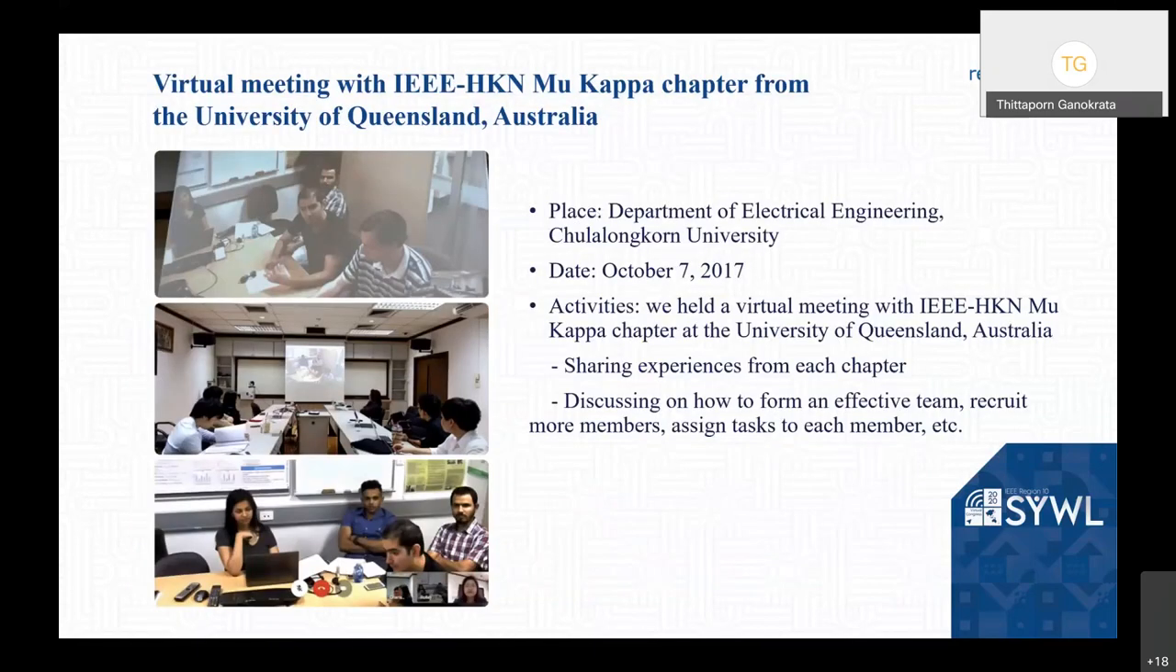And we have held many activities. For example, we had a virtual meeting with the Mu Kappa chapter from the University of Queensland, Australia in 2017. At that time, the Mu Kappa chapter had just started to form the team. So we discussed how to form an effective team, how to recruit more members, and assign tasks to each member. It was a great experience to share different perspectives from each member.